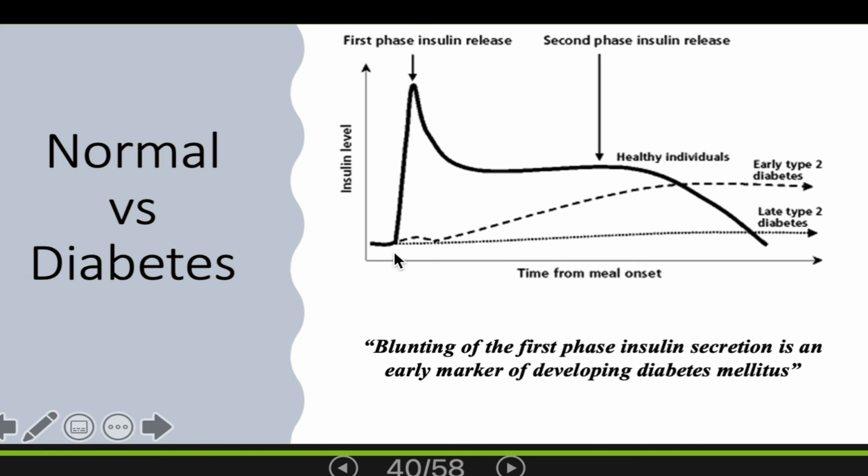And to give you an example of how it looks in a normal person versus a diabetic individual. In a patient with diabetes, there is blunting of the first phase of insulin secretion. Like I said, this is an early marker of development of diabetes mellitus. In a normal individual, you can see a robust first phase and second phase of insulin secretion. But in a patient with early diabetes, the first phase is lost, but the second phase is still preserved. And in a late diabetic individual, there's a completely flat curve. So there is neither a first phase nor a good second phase of insulin release.